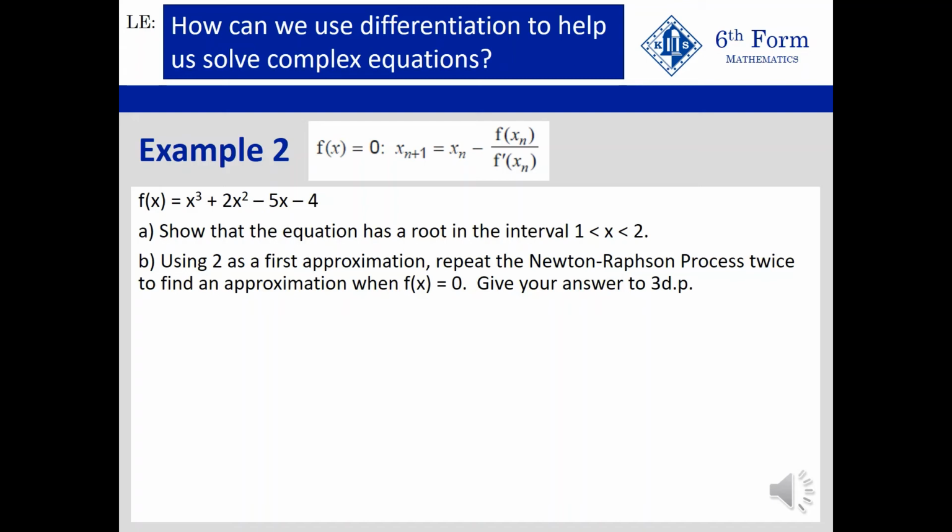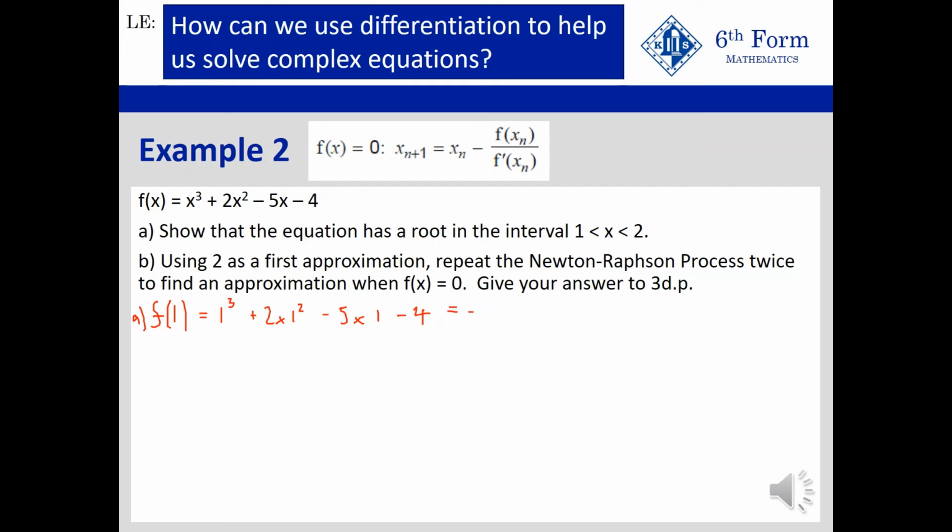Part A is going back to a method that we've already looked at, which is your change of sign method. You've been asked to show the equation as a root in the interval where x is in between 1 and 2. So again, for a root, we're considering roots, it's when the function equals 0. So we're going to substitute in f of 1. So if we substitute it, we'll end up with 1 cubed plus 2 lots of 1 squared minus 5 times 1 minus 4. If we calculate a value for that, let's see what we come out with. So that gives us negative 6.